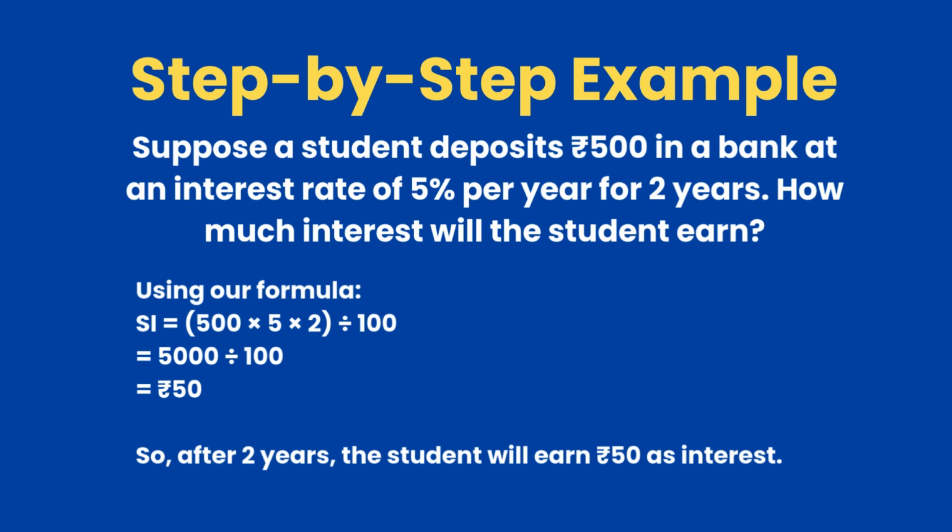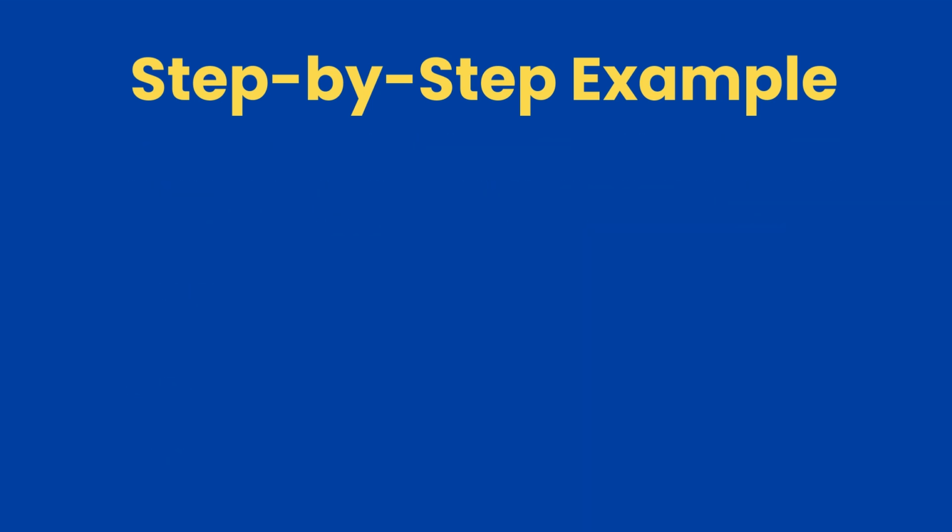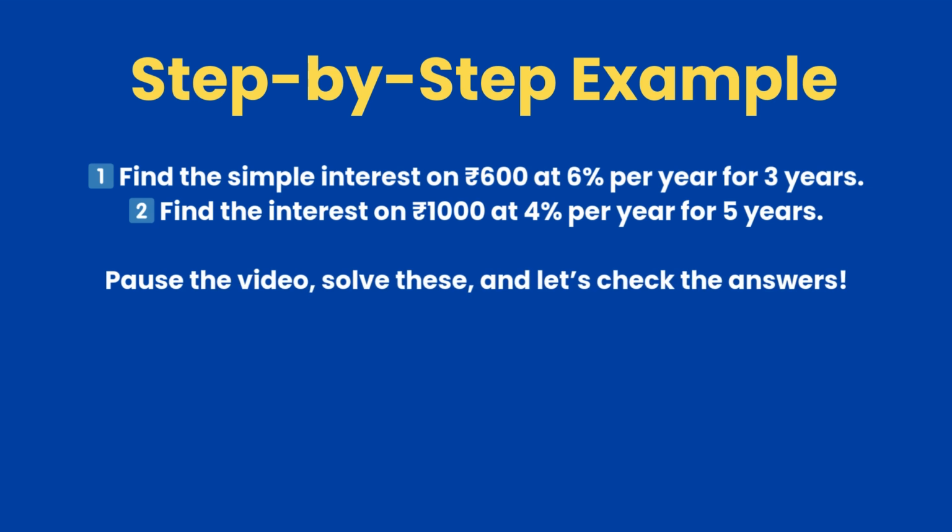Now, it's your turn. Try solving these questions. 1. Find the simple interest on 600 rupees at 6% per year for 3 years. 2. Find the interest on 1000 rupees at 4% per year for 5 years. Pause the video, solve these, and let's check the answers. Answers: 1. 108 rupees. 2. 200 rupees. Did you get them right? If not, rewind and try again.